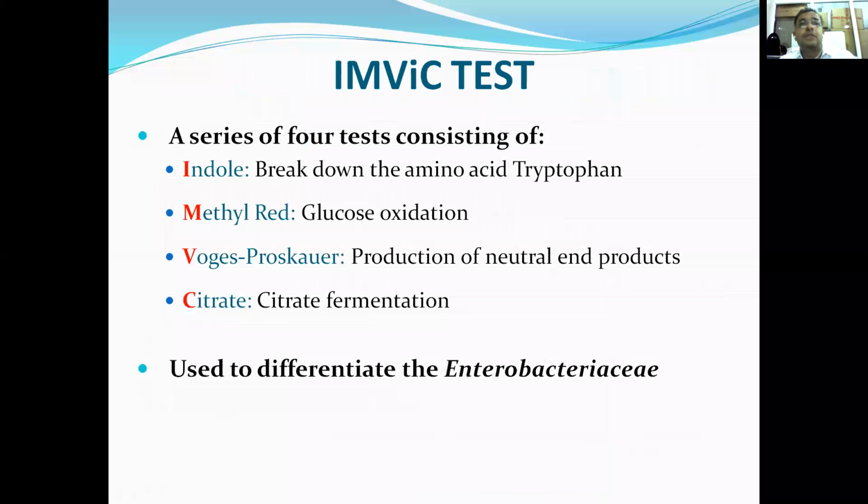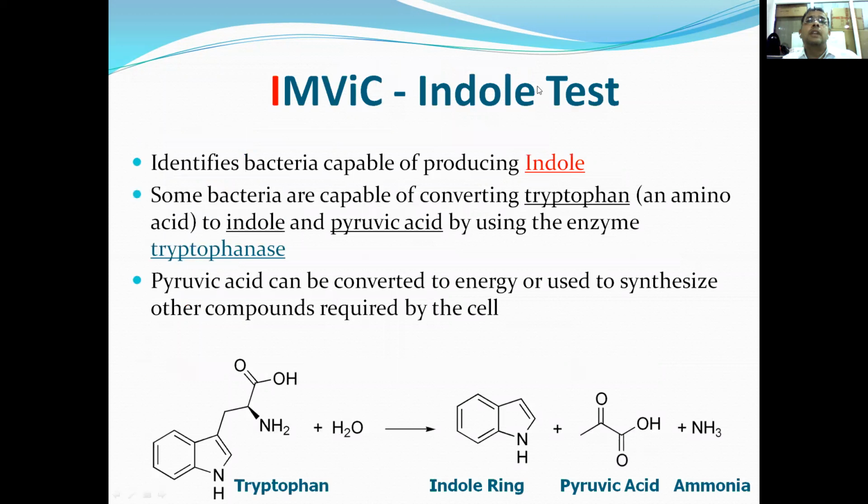Now we are moving to the battery of tests, abbreviated as the IMViC test. The IMViC test is most important with respect to the Enterobacteriaceae family. It is an abbreviation because we perform four tests: indole, methyl red, VP and citrate. The first letters form IMViC, and it is generally used to differentiate various Enterobacteriaceae groups. Now we will see the tests one by one, with the important results and principles. First we will start with the indole test.